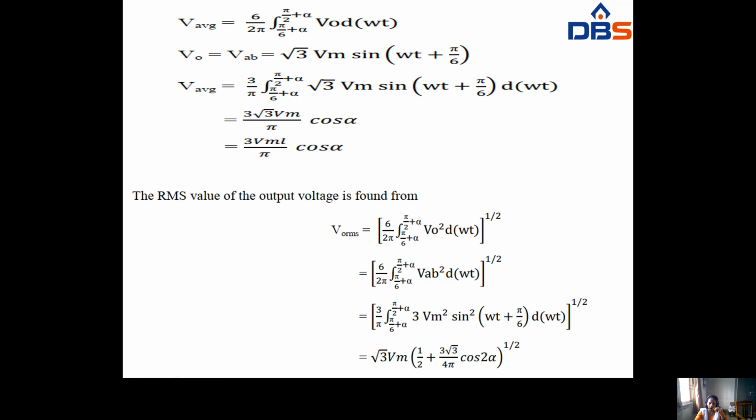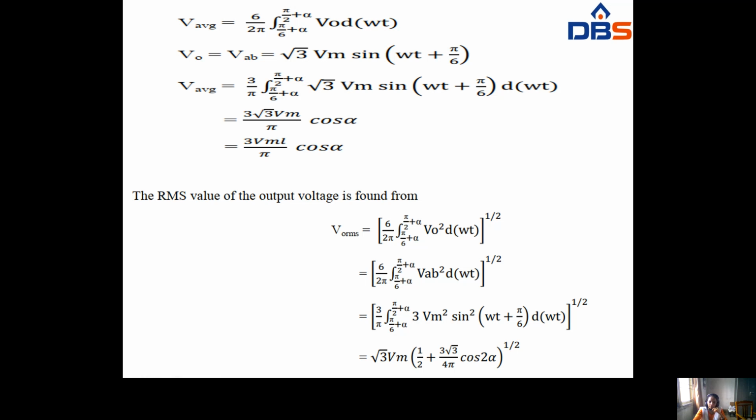That implies 3 Vm by pi cos alpha. The RMS value will be found as VRMS equal to the square root of 6 by 2 pi times the integral from pi by 6 plus alpha to pi by 2 plus alpha of V naught square d omega t, whole power 1 by 2. So that is 6 by 2 pi, the integral from pi by 6 plus alpha to pi by 2 plus alpha of VAB square d of omega t, whole power 1 by 2.